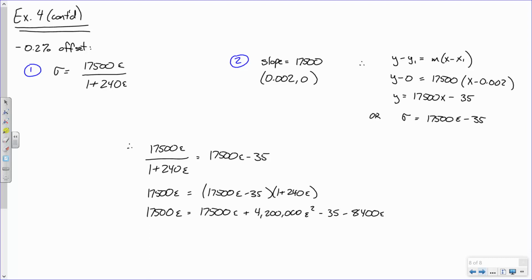Okay. Can I cancel anything? What do I got on either side? If I subtract 17,500 epsilon from each side, that's going to cancel, right? So what am I going to get? I'm going to get 0 equals 4.2 million epsilon squared minus 8,400 epsilon minus 35. Suspiciously, that looks like a quadratic equation. x equals negative b plus or minus the square root of b squared minus 4ac all over 2a.